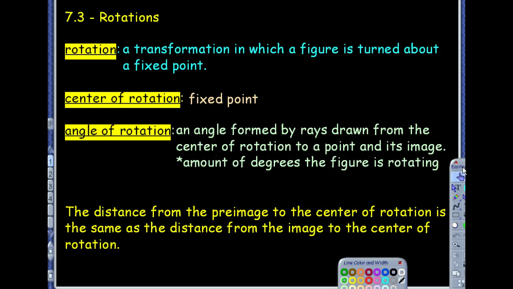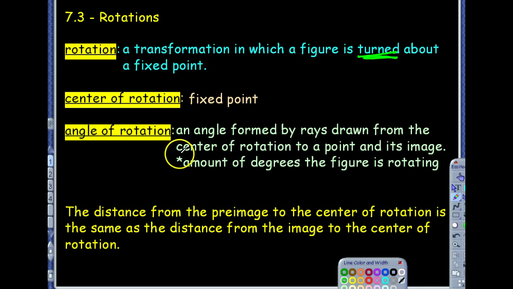Now, what is a rotation? It is, of course, a transformation in which a figure is turned about a fixed point. I think, to me, a key word for rotation is that word turned. And they use that vocabulary about a point, around a point. Same idea, but that's the vocabulary you're going to see in your book.